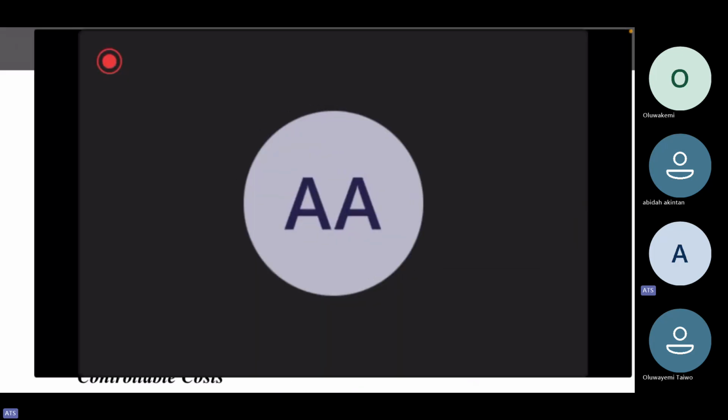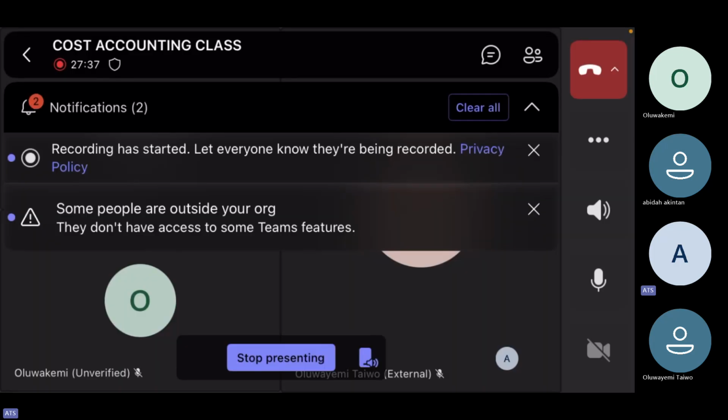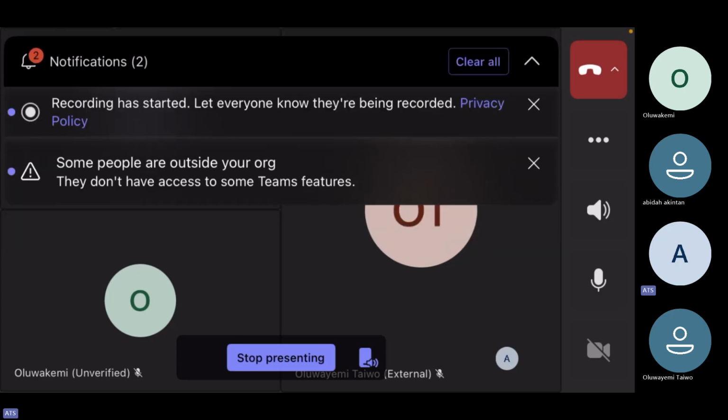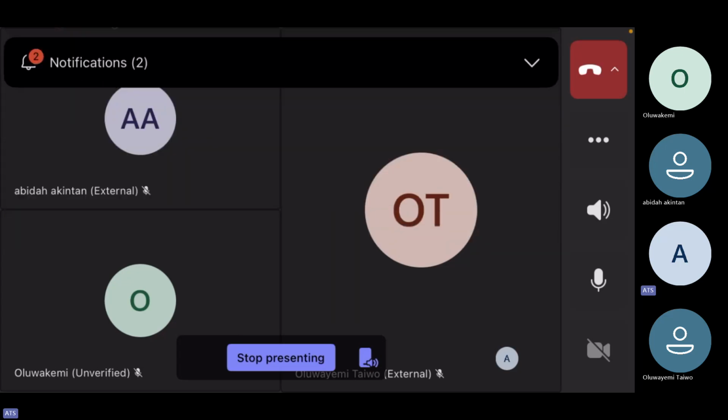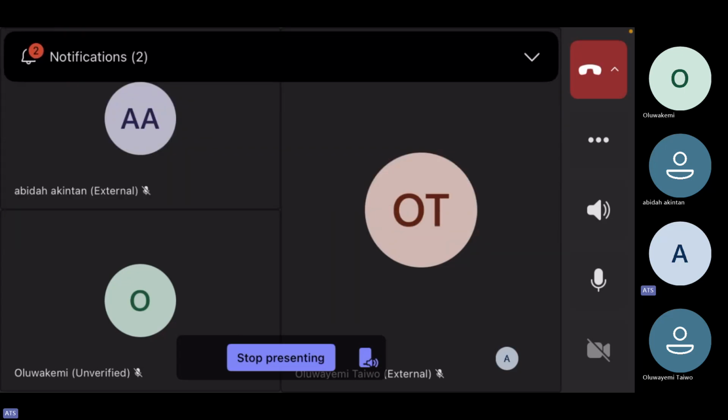So let me give a short scenario on these costs, on relevant and irrelevant costs, to test how well you understand. I'm going to be using a make or buy scenario.